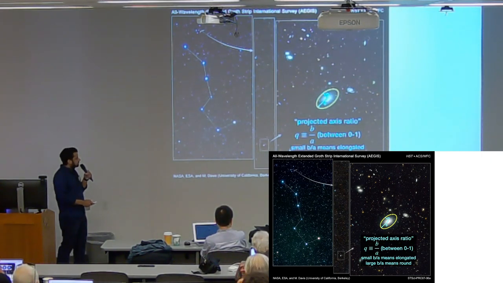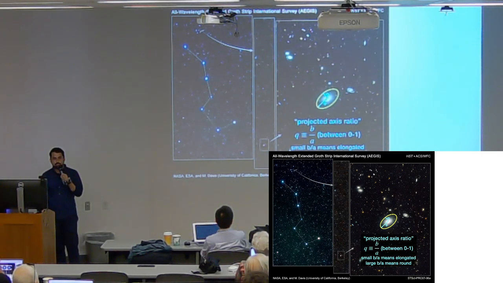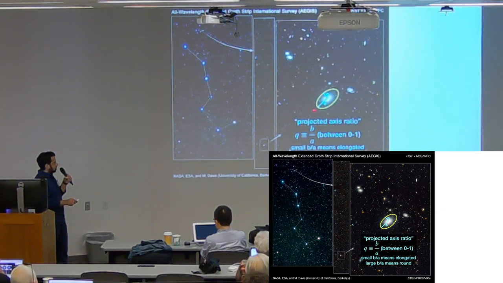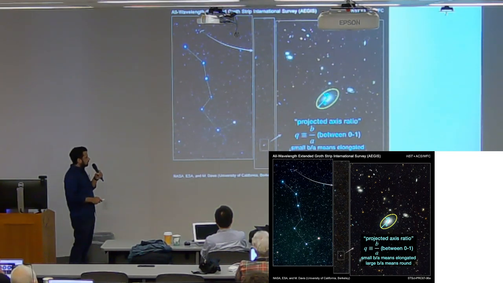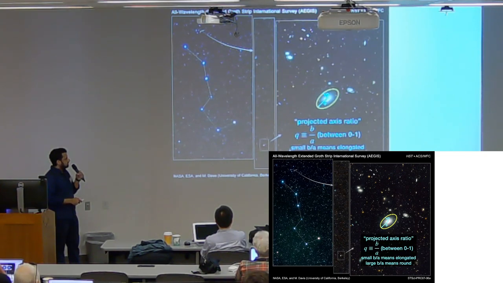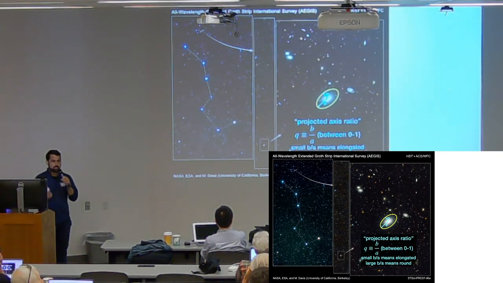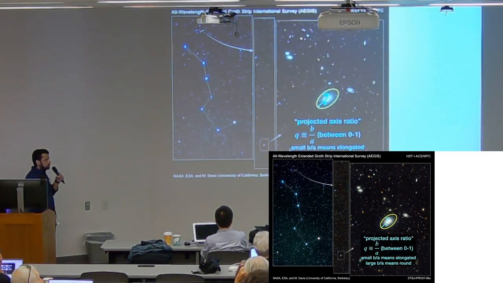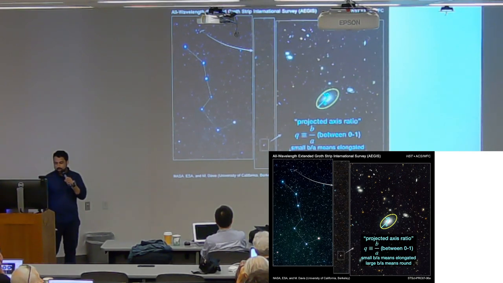So for every galaxy in your image, you measure the best fitting ellipse. And then you characterize that ellipse by the ratio of the short axis divided by the long axis. And when this axis ratio is small, it means that galaxies are elongated in projection. And when this axis ratio is large, it means that galaxies are round in projection. So you can go and measure this best fitting ellipse for all the galaxies in your image and then start to bin by mass and redshift and other things and look for trends. And many authors have been doing this over the past century.